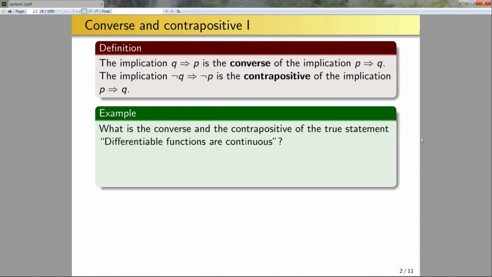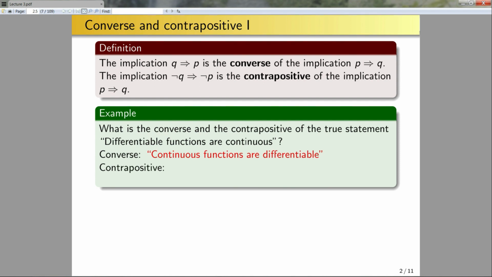So let's give an example of the converse and the contrapositive of a statement. Differentiable functions are continuous. So this is a true statement from calculus. If you're not familiar with this statement, don't worry, we're just using it as a placeholder example. So what would the converse of this statement be? Well, to find the converse, all we do is swap the order of the hypothesis and conclusion. So the converse of this statement would be that continuous functions are differentiable. So now, is this true? Well, from calculus, you'll know that this is in fact not true. A common counterexample is the absolute value of x.